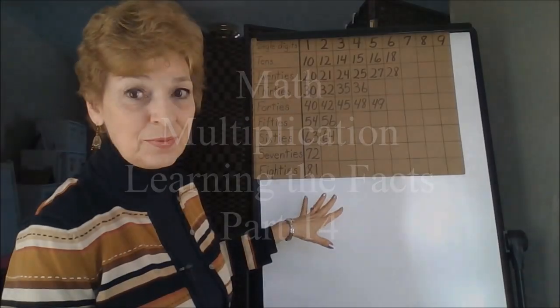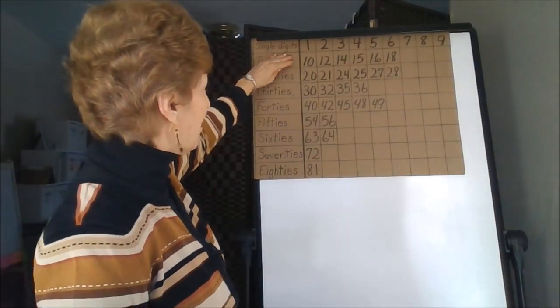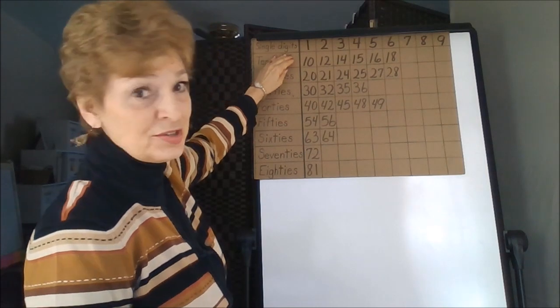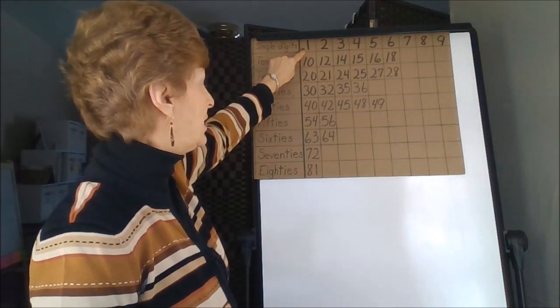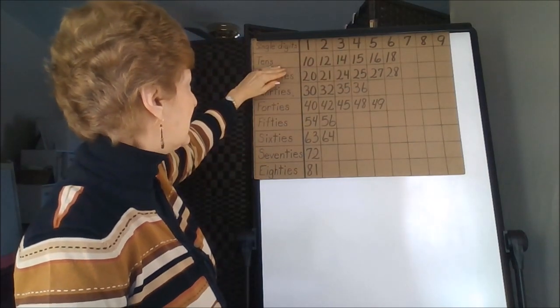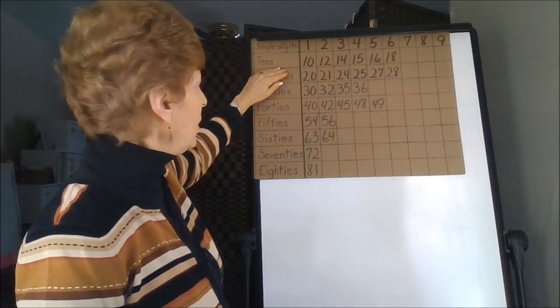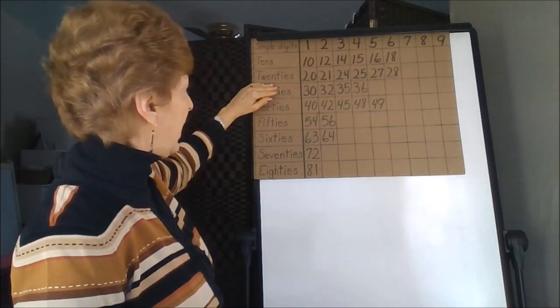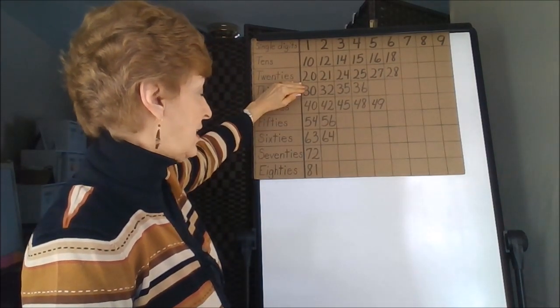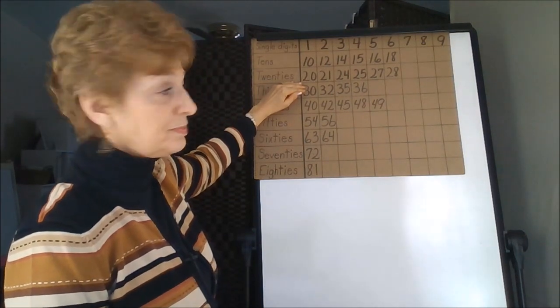Let's take a look at our chart one more time. There are only 9 answers in the single-digit numbers. We need digits 1 through 9 for that. In the tens, teens, we have these answers. In the 20s, there are also 6 answers to learn.